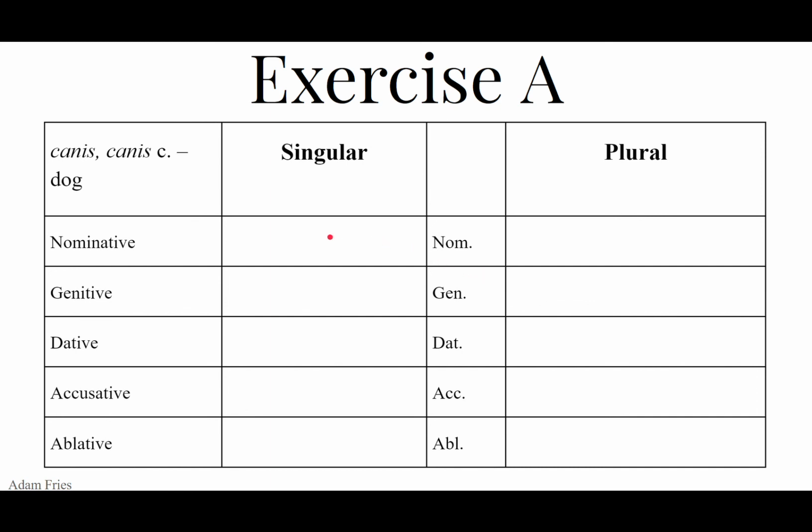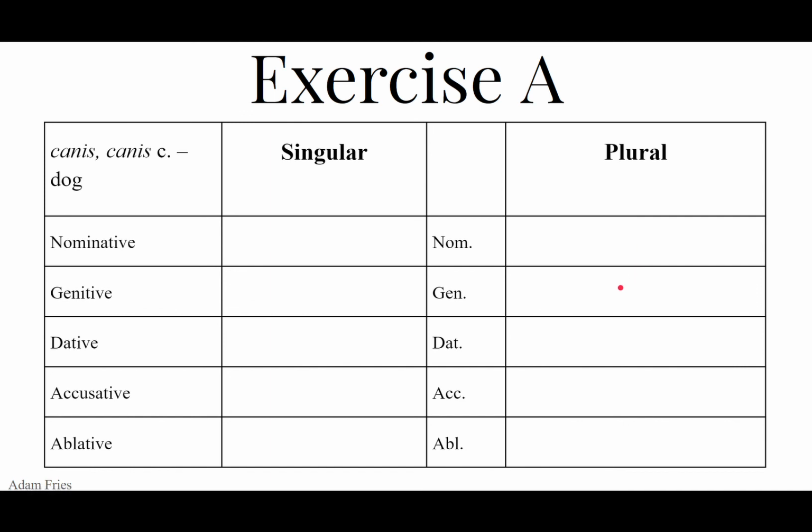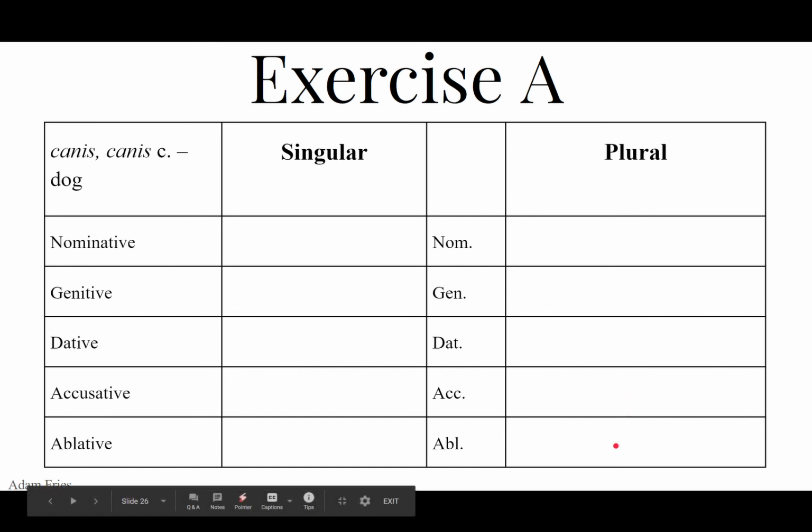So the nominative is canis, the genitive is canis. It's a third declension. Stem is can, C-A-N. Cani, canem, cane. Canes, canum, not canium with an I-U-M. It's just canum. It's a rule breaker. Canibus, canes, canibus.